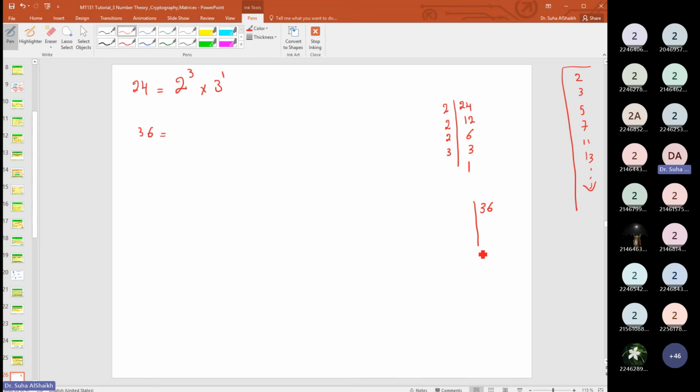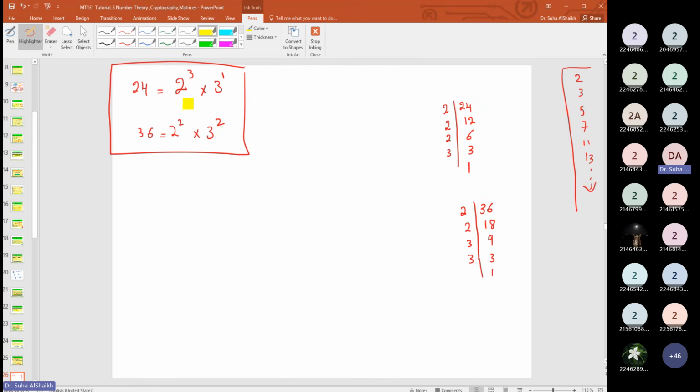We're going to do the same for the 36. The 36 is divisible by 2, the result is 18. Divisible by 2, 9. Divisible by 3, 3 by 3, and 1. So the 36 is 2 power 2 and 3 power 2. We write the two prime factorizations in a way that the 2 is in front of the 2 and the 3 is in front of the 3. We call it the balanced way.